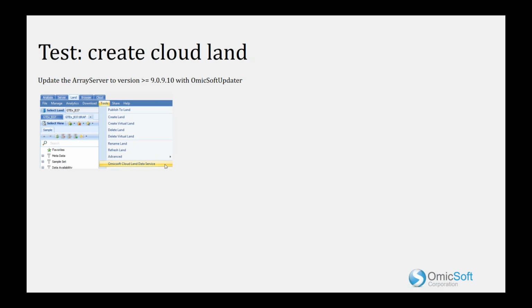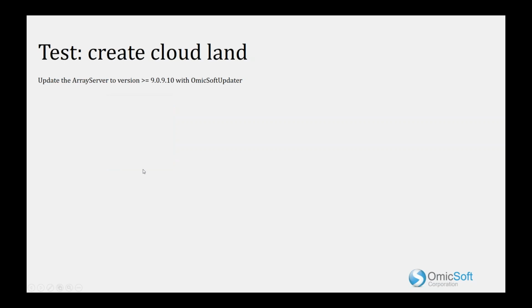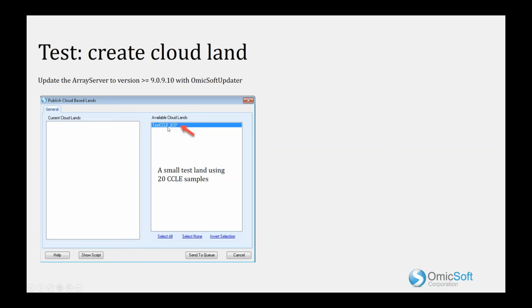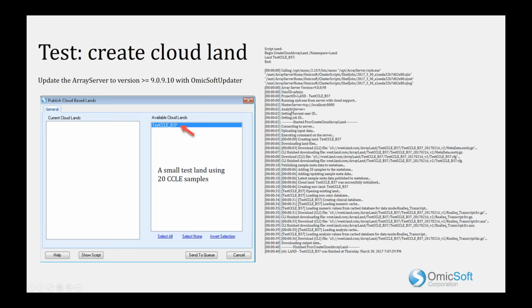I think the current server version is 9.10. In the Land tab Tools menu, you will see the OmicSoft Cloud Land service. You should only see one Land visible now, but in the future you will see a lot of Lands visible. If you publish them, then you will see them on the left side. On the right side are the Lands actually available but that you haven't gotten yet. So you click this one and send to queue. This is the publish log, or the cloud Land creation log.